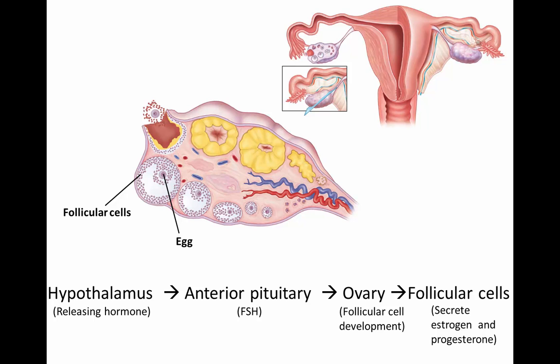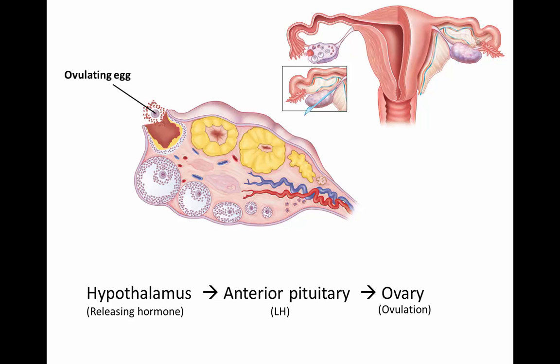Taking a look at the control from the beginning, the hypothalamus receives a message via nerve impulses that something in the body needs adjusting. It responds by secreting specific releasing hormones to the anterior pituitary, which then secretes the gonadotropin follicle stimulating hormone, or FSH. Follicle stimulating hormone moves through the bloodstream and finds target cells in the ovaries, which stimulates the development of the follicular cells around the female gamete, the egg. It is these follicular cells which secrete the estrogen and progesterone hormones.